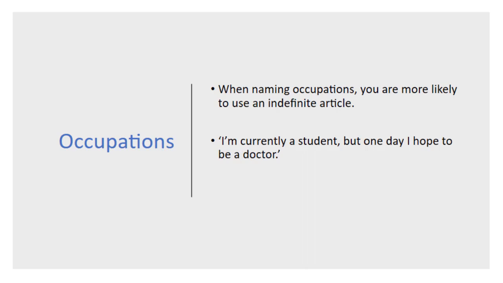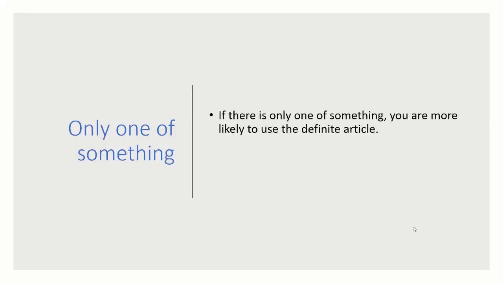Will you be able to learn the rules immediately? No, but practice activities and practice will help you internalize these. Only one of something. So if there is only one of something, you're more likely to use the definite article. Again, definite, specific, only one of something, very, very specific. The initiative to help homeless people failed. All right, so there's only one initiative, so we're more likely to use the specific definite article.